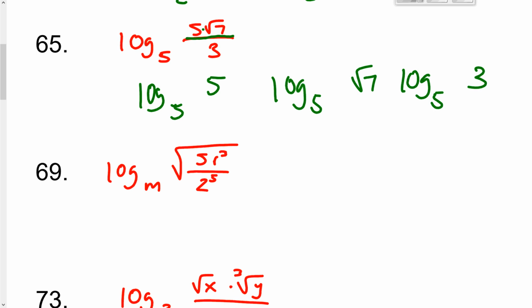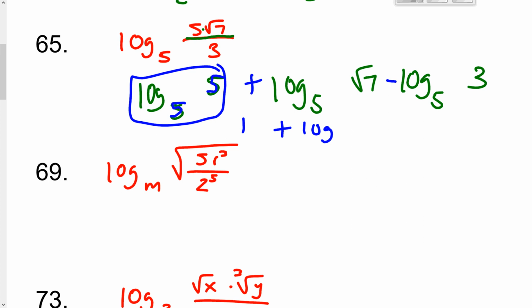Okay. Now, am I going to be adding, subtracting, what? So since I'm multiplying 5 times 7, that means I'm going to be adding those two logs. And then since I'm dividing by 3, that's going to be a subtraction of that log. Now I can simplify this one step further because I actually know the answer to this. This log of 5, the log with base 5 of 5, 5 raised to what is 5? That'd be 1. So this answer would be 1 plus log base 5 root 7 minus log base 5 of 3.